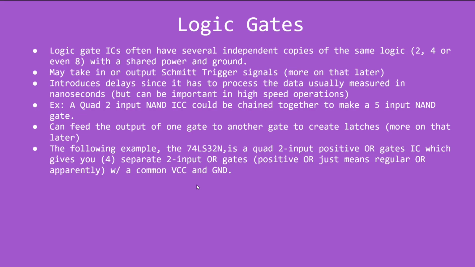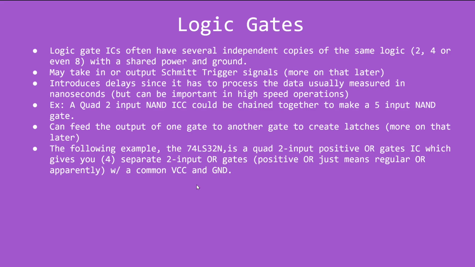All right, now the last type we're going to cover are logic gate ICs. Often enough, they'll actually have several independent copies of that same logic, 2, 4, or even 8, with a shared power and ground. They may take in or output Schmitt trigger signals. We'll get to that in a later video.